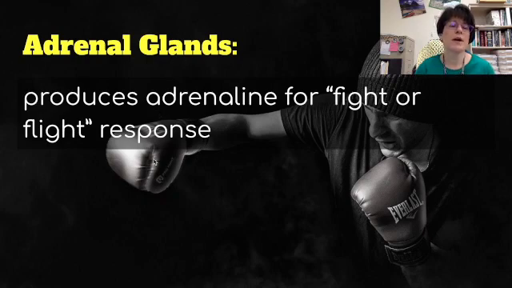Adrenal glands, you've probably heard of adrenaline before. These produce adrenaline for fight or flight response. So it's that extra surge that you need in those situations. This is the hormone that is responsible for some people, like all of a sudden, if they're in a stressful situation, they have super strength, and they've been known to do things like lift cars, and it's due to the adrenaline.